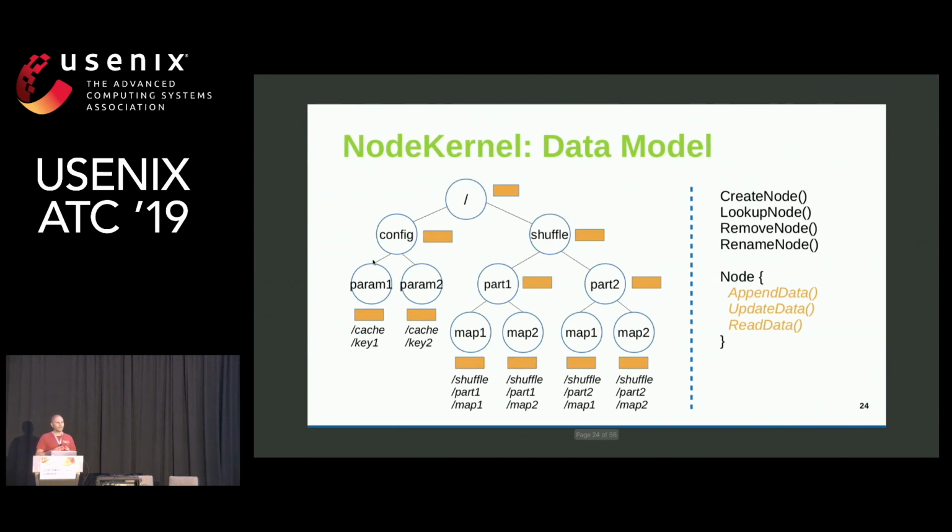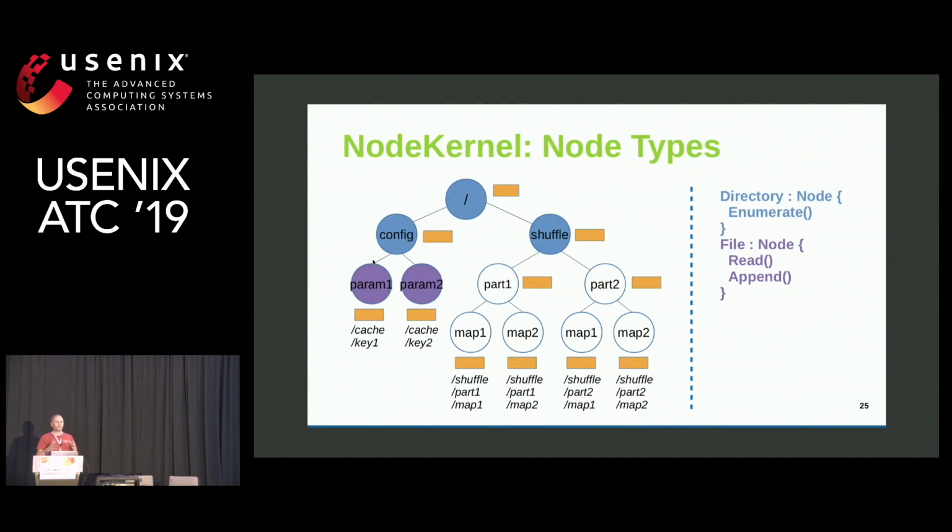Now, unlike a file system, for instance, where the data is entirely stored in files, data in NodeKernel can be attached to any node. So NodeKernel defines a type node that has operations to append data to a node, to update data that has been written already, and to read data that has been written. NodeKernel also defines several specific node types.